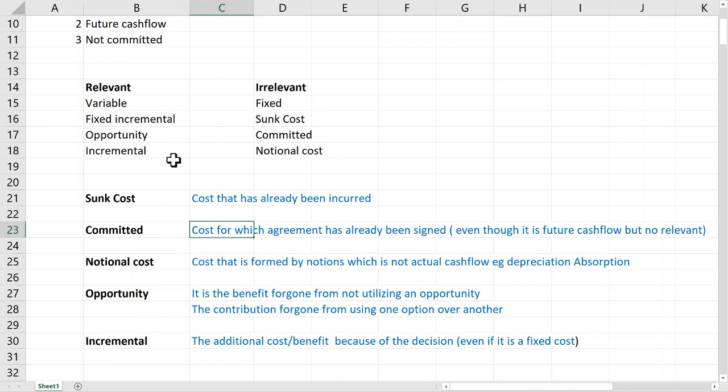Incremental costs are relevant. Incremental can be variable. Incremental can be fixed as well. Variable are incremental anyway, but fixed costs can also be incremental. So if costs are incremental, whether they are fixed or whether they are variable, they are relevant. And then notional costs are not relevant. Remember I explained, like depreciation and absorption costing and stuff.